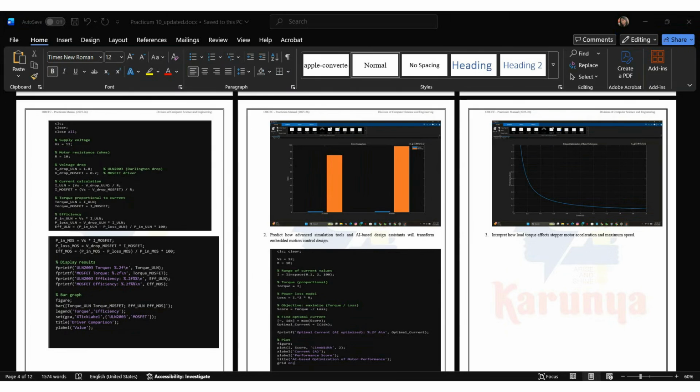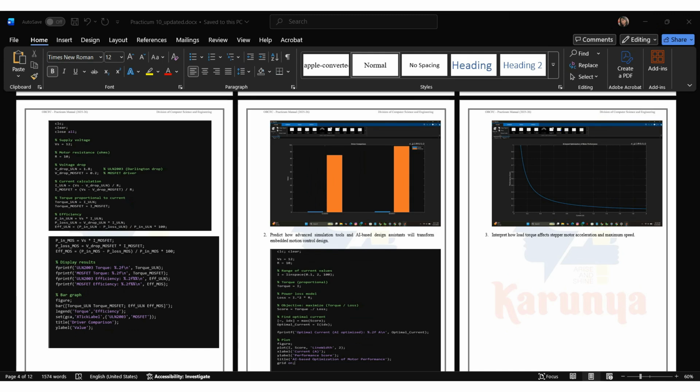volts. Due to this voltage loss, the effective voltage applied to the motor winding is reduced, resulting in lower current flow. Since the torque produced by a stepper motor is directly proportional to the current through its coil, this reduction in current leads to a decrease in torque output.